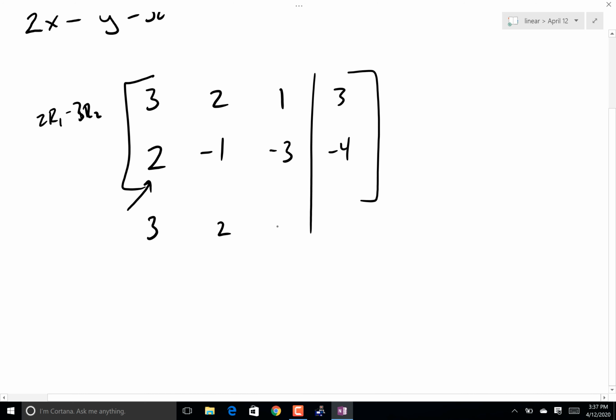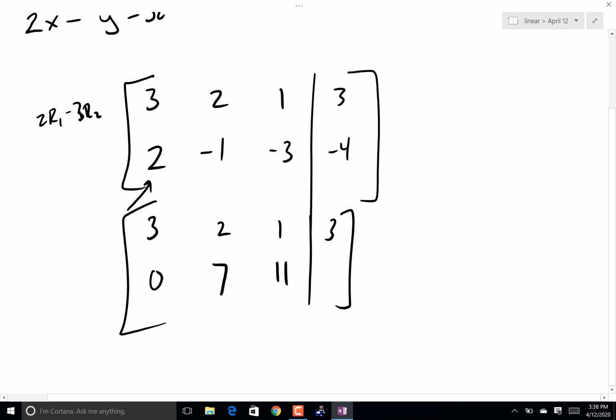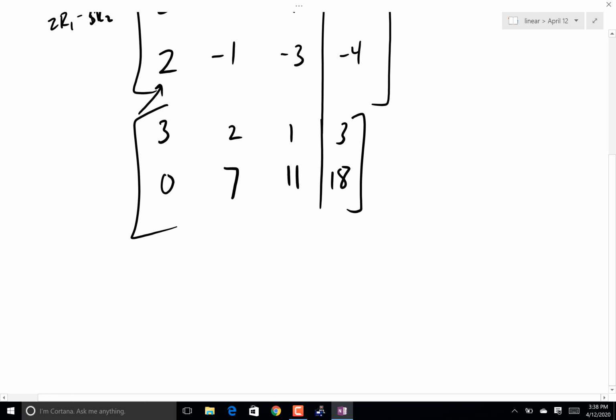So if we don't touch the top one, the bottom one's going to become a 0, obviously. 4 plus 3 is 7. And then you're going to end up with 2 plus 9 is 11. And then you're going to end up with 6 plus 12 is 18, I think. Nice. Now you're like, well, where do I go next?